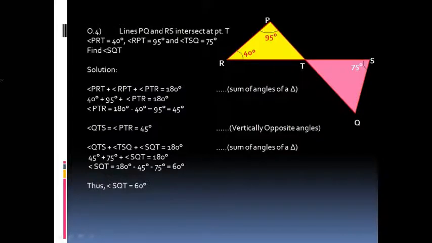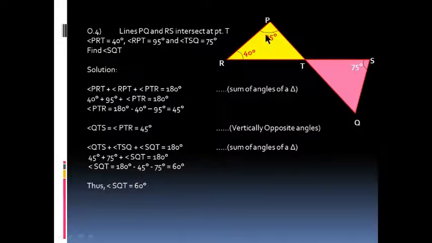Okay. So now if you look at this figure, there are two triangles. So for this triangle PRT, angle PRT, that is this angle, plus angle RPT, that is this angle, plus angle PTR, which one? This one, PTR, is equal to 180 degrees. Why? Because the sum of angles of a triangle is 180 degrees.